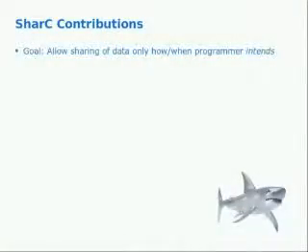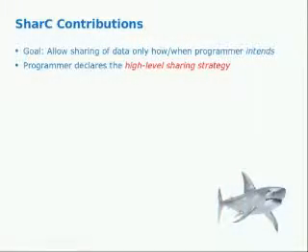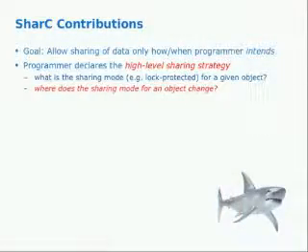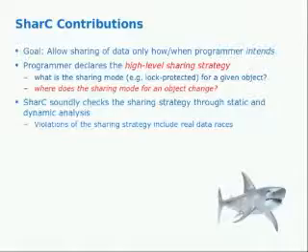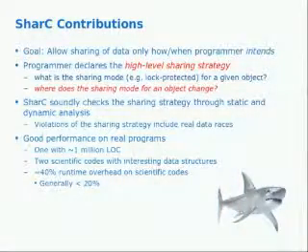So the contribution of Sharc is that we want to allow sharing of data among threads in a program only when the programmer intends. And the way that Sharc allows a programmer to do this is by allowing him to declare a high-level sharing strategy. That is, what is the sharing mode for a particular object in a program? And where does the sharing mode for an object change as a program runs? So Sharc will then use a combination of sound, static, and dynamic analysis to enforce the sharing strategy that the programmer has declared, essentially, such that violations of the sharing strategy include what would otherwise be the real data races in the program.